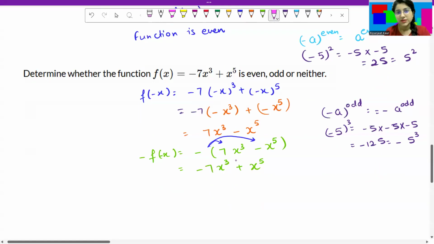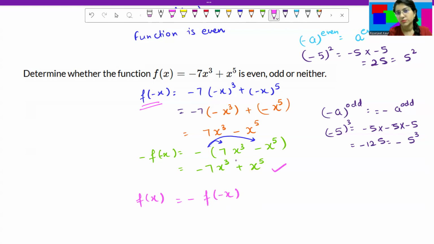Now we can see that the original function f of x is not equal to f of minus x, but it is equal to negative f of minus x. Both of them are the same. So at that time, when the functions are the same in this way, we say that f of x is an odd function.